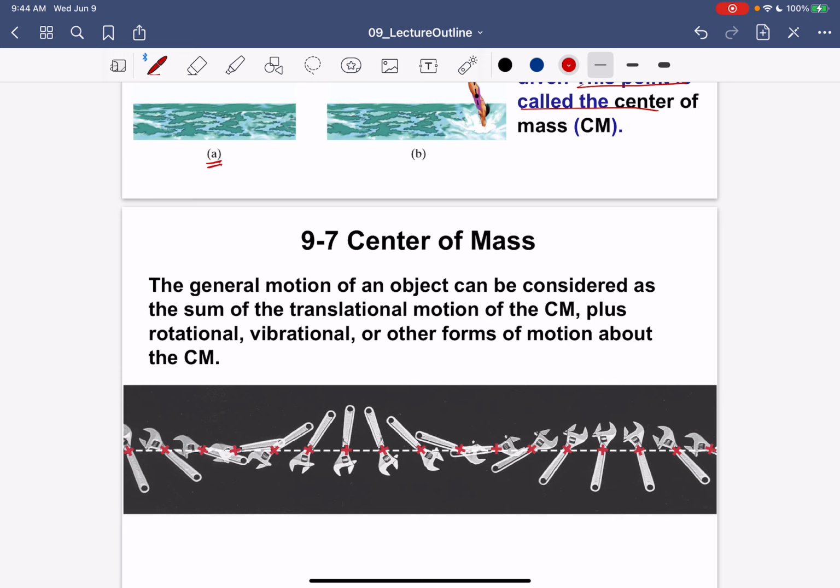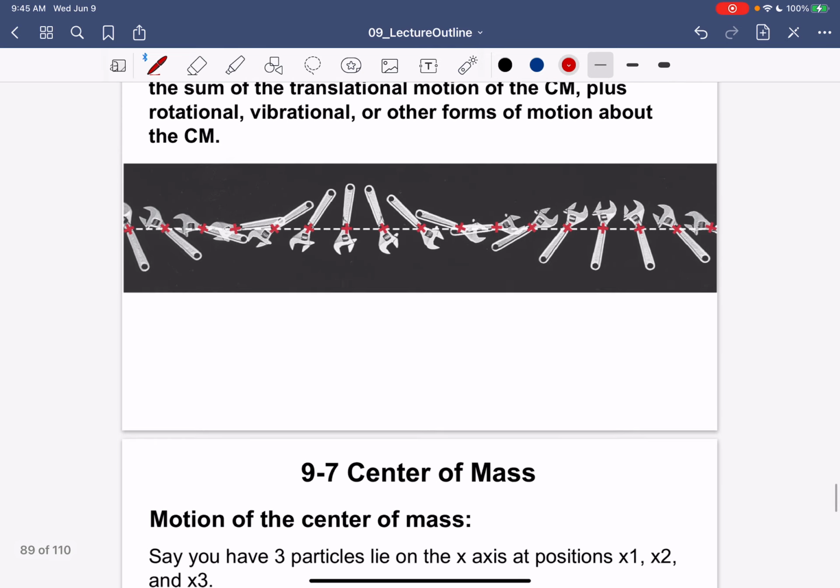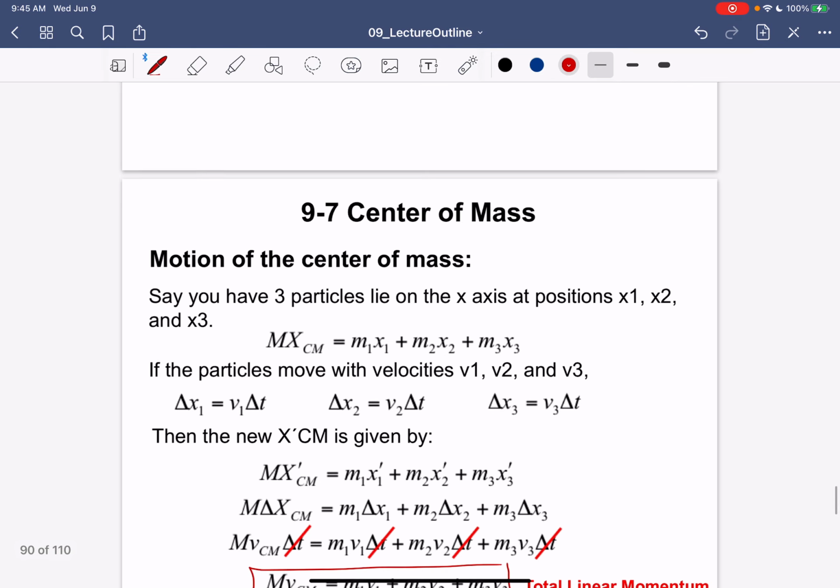Also, the general motion of an object can always be considered to be the sum of the translational motion of the center of mass plus rotational, vibrational, or any other forms of motion about the center of mass. We will study more of this when we move to rotation.